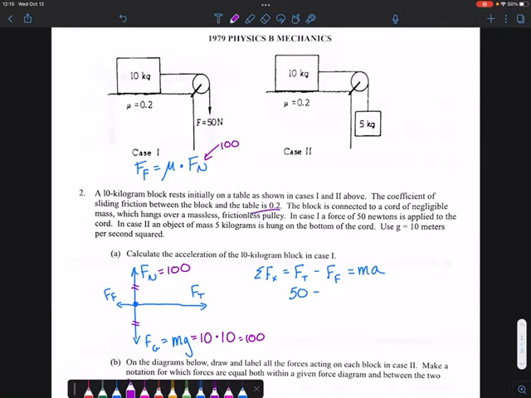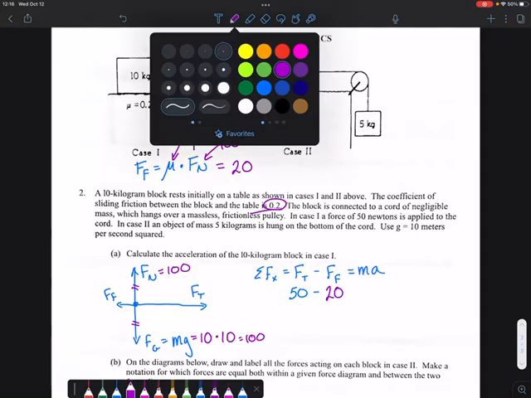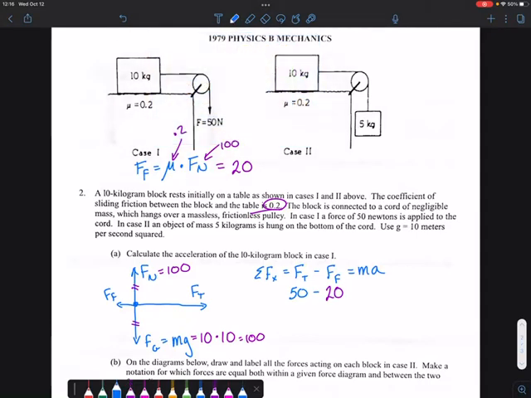So 0.2 times 100 is 20. Okay, so then the frictional force is 20. And that'll be equal to the mass of the thing, which is 10, times acceleration. And we're going to solve for acceleration.